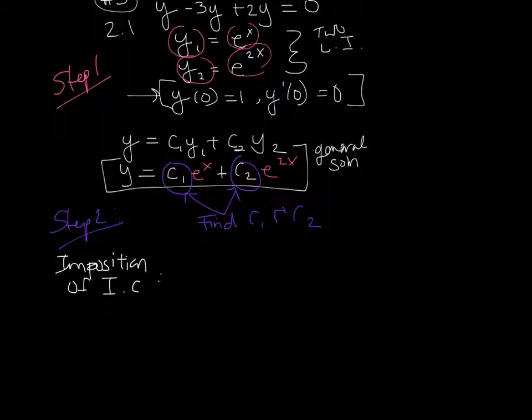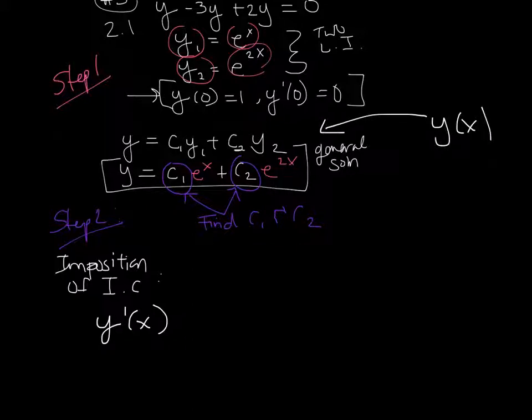And so we have a second order differential equation, and so we're going to find our first derivative. And so we have y prime of x. Well, here's our y of x, right? And it's a function of x, e to the x and e to the 2x. So we have the derivative is c1 e to the x plus 2c2 e to the 2x.